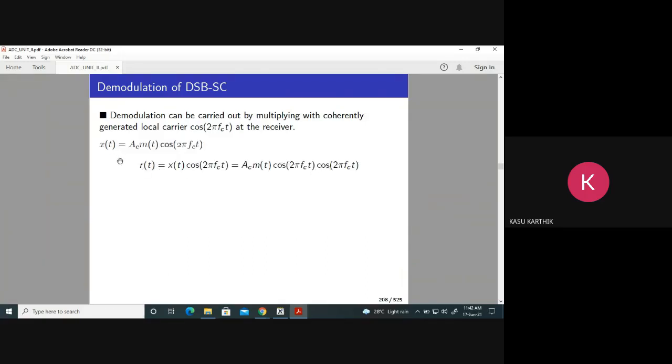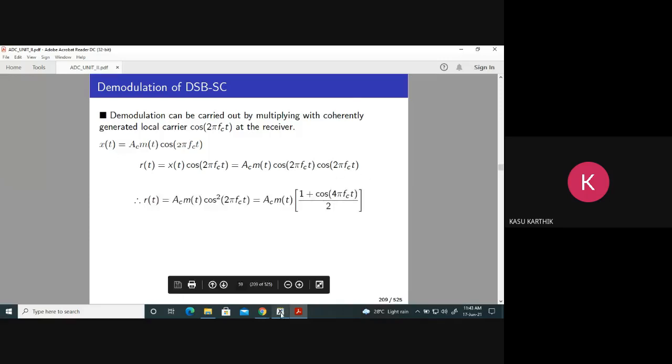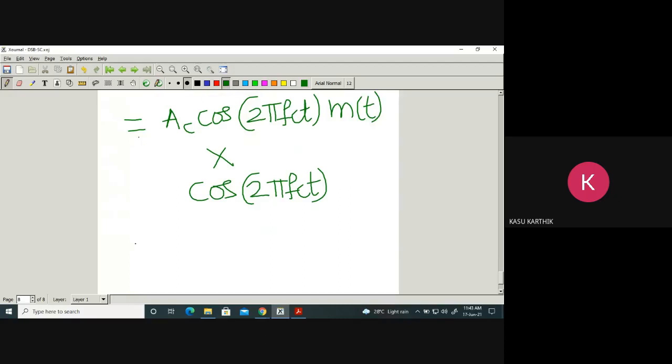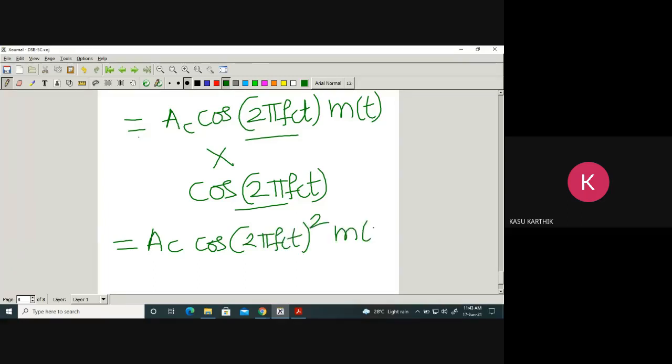So what I am saying is I am multiplying x of t with cos 2 pi fct. What is x of t? Ac m of t into cos 2 pi fct, again multiplying with cos 2 pi fct. What do you get? What happens? Ac cos 2 pi fct times cos 2 pi fct means cos 2 pi fct whole square into m of t.